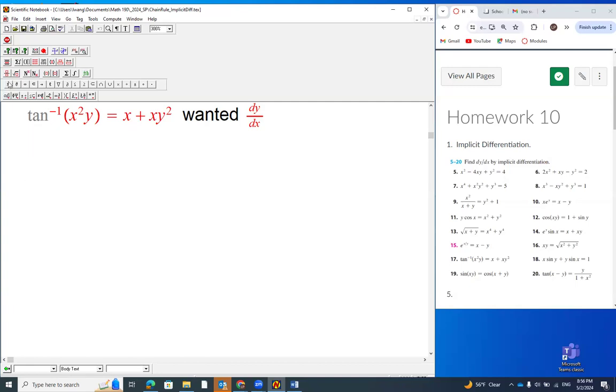Okay, so now we differentiate with respect to x on both sides. You can see from the left-hand side, we're going to do the chain rule and also the product rule. And in the product rule, there's the chain rule. On the other side, we take the derivative of x plus xy squared. So we got all of these set up.